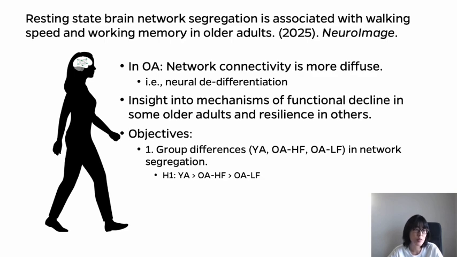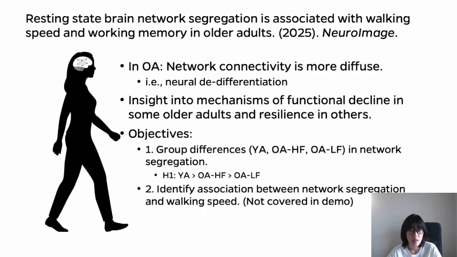Our hypothesis was that younger adults will have higher segregation than older adults with higher physical function, and that older adults with higher physical function will have higher network segregation compared to older adults with lower physical function. In this paper, we also identified associations between network segregation and walking speed. Just to note that this is not covered in the demo, but if you want to read further, you can read our paper.